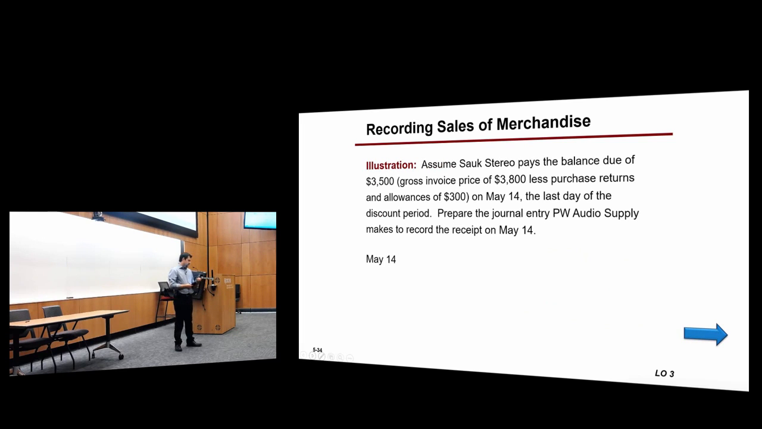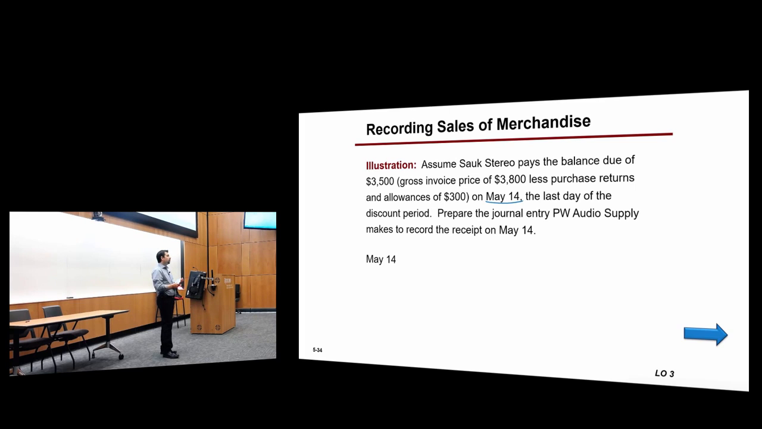So, assume Subscale pays the balance due of 3,500. It was 3,800, and we subtracted the 300 that were returned, on May 14th, the last day of the discount period. Remember that in the problems, in the homework, in the exam, you might not be told that this is the last day of the discount period. They will simply tell you that it was paid on May 14th. You have to pay attention to the dates and the terms of sale.